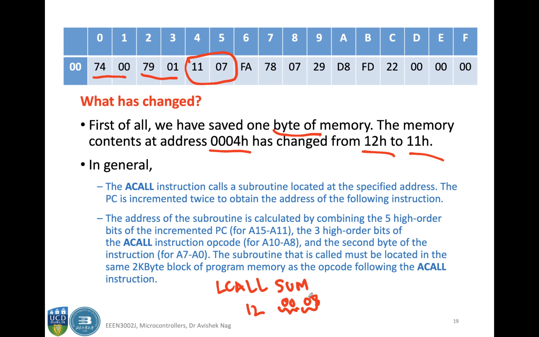So again look carefully, in case of LCALL you have 2 bytes just following the opcode. So it was a 3 byte instruction, 1, 2 and 3, and the 2 bytes just after the opcode were your subroutine address. But in case of ACALL you see it's a 2 byte instruction. So how do you find out the subroutine address out of these 2 bytes? That has a trick. Let me explain that in detail.